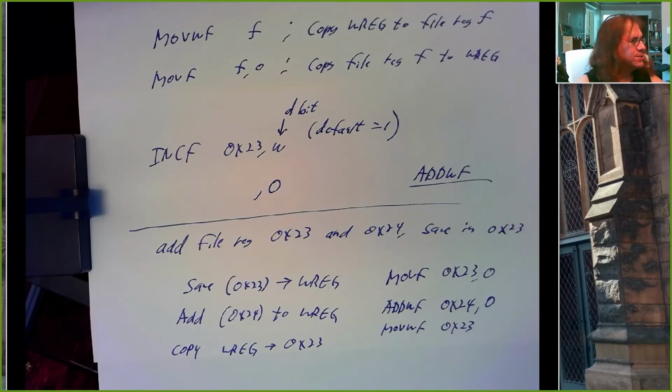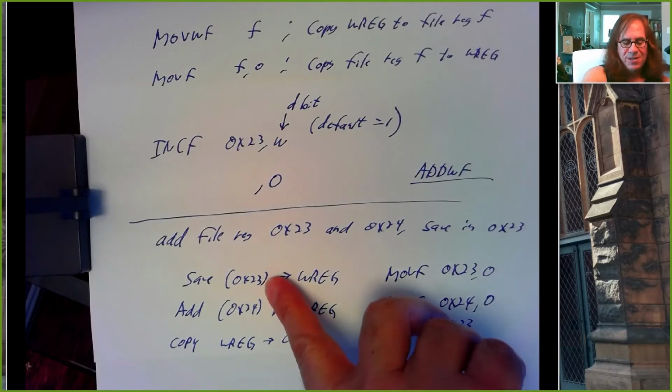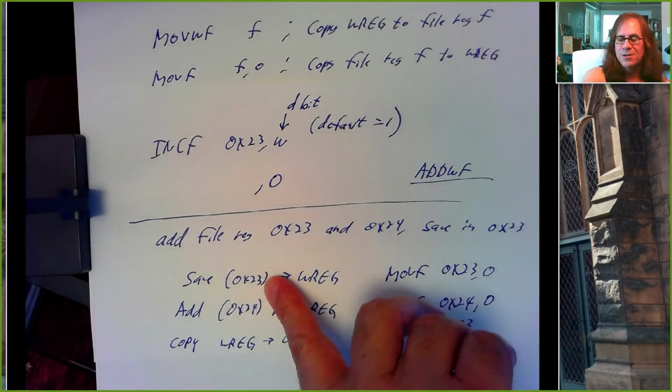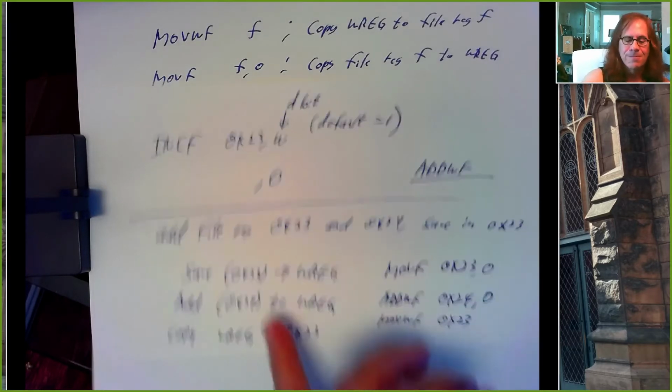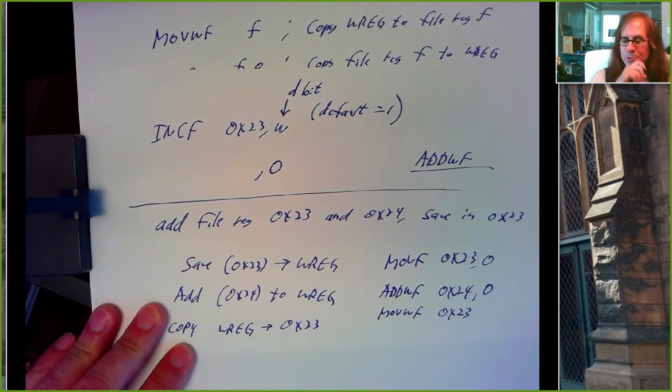And let's see, question in chat, can we define variables? Yes, and we will get to that today, so that we don't have to have magic numbers scattered around. We can say, you know, X means hex 23 and Y means hex 24. And then we could say move X comma 0, add Y comma 0, and so on.